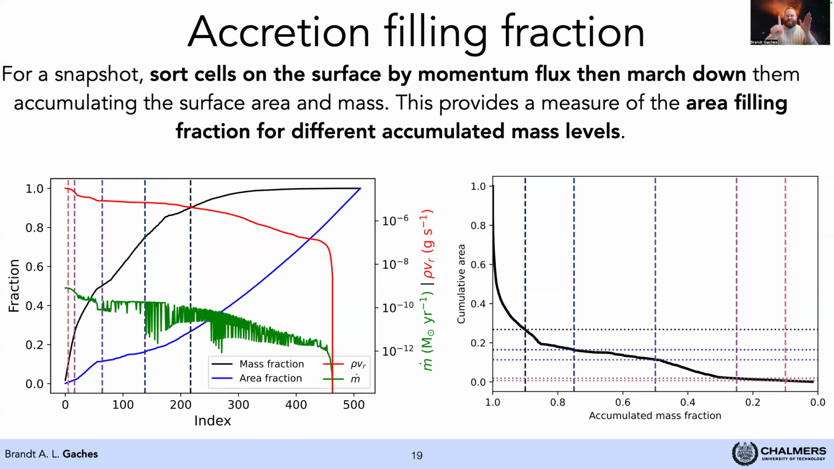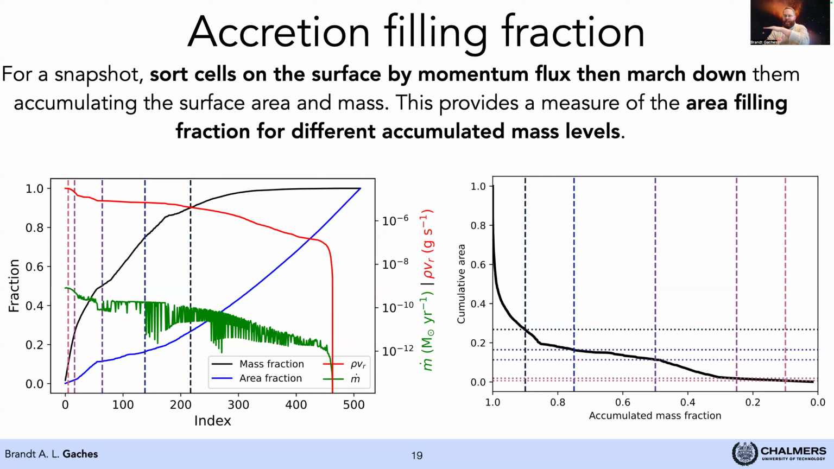We marched across this and added up the amount of mass and the amount of area that's being covered there. And then we can say from this plot, for the top 10% of where the mass is, what's the covering fraction? For the top 50% or 90% of the mass that's been gained, what's the total surface area? And you get a plot that looks a bit like the one on the right. So when we talked about the accumulated mass fraction, this is the top mass fraction, where most of the accretion is happening, and then down.